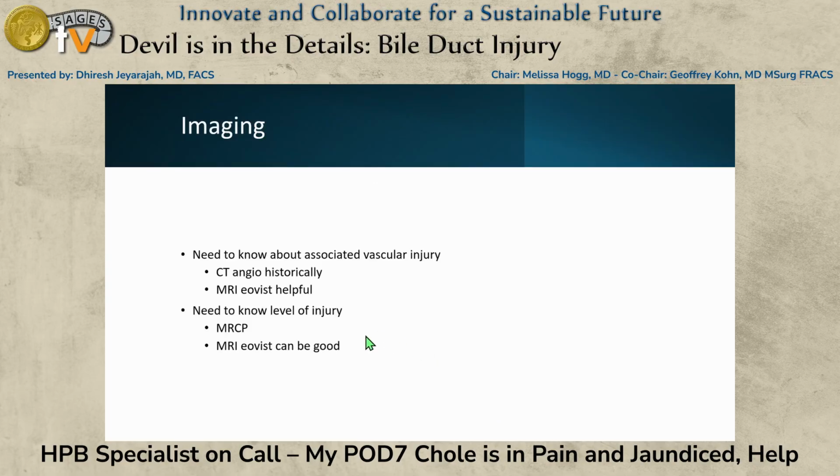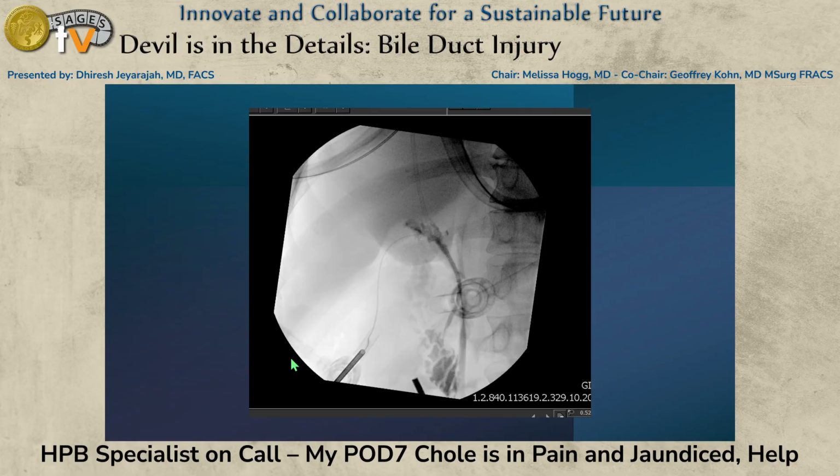So, imaging-wise, when this patient shows up to see you, what I want to know, as you've heard already, is I want to know about associated vascular injury, right? Because this changes things significantly. I actually am a fan of MRI. CT is a great choice, but that is what some imaging studies the first thing we do. And I also want to know the level of the injury.